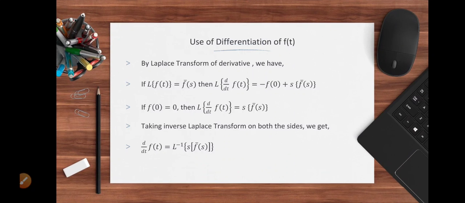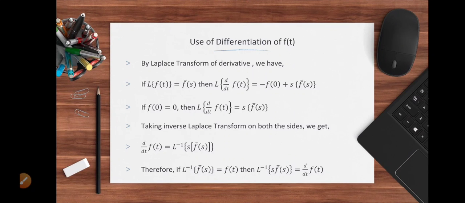So if some function f bar of s is multiplied by some power of s, then we can apply this method, where we find inverse LT of f bar of s, and then take differentiation of that f of t. So if L inverse of f bar of s equals f of t, then L inverse of s into f bar of s equals d by dt of f of t.